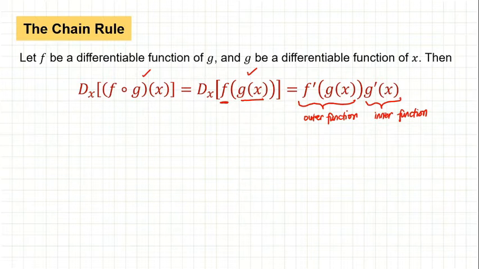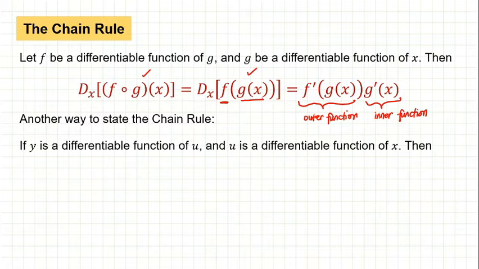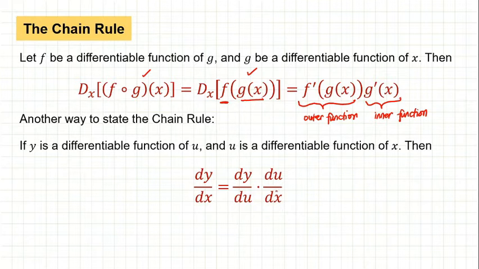Okay, another way to state the chain rule is through this one. If y is a differentiable function of u and u is a differentiable function of x, then dy over dx, that is the derivative of y with respect to x, is equal to the derivative of y with respect to u times the derivative of u with respect to x. So dy over du is now the derivative of the outer function. So this is the outer function, and du over dx is just the inner function. They are just the same.